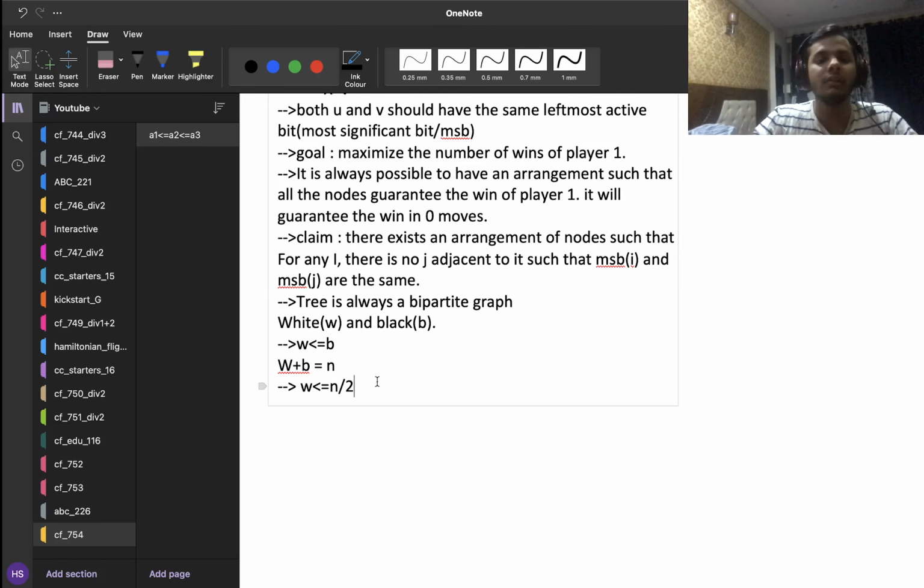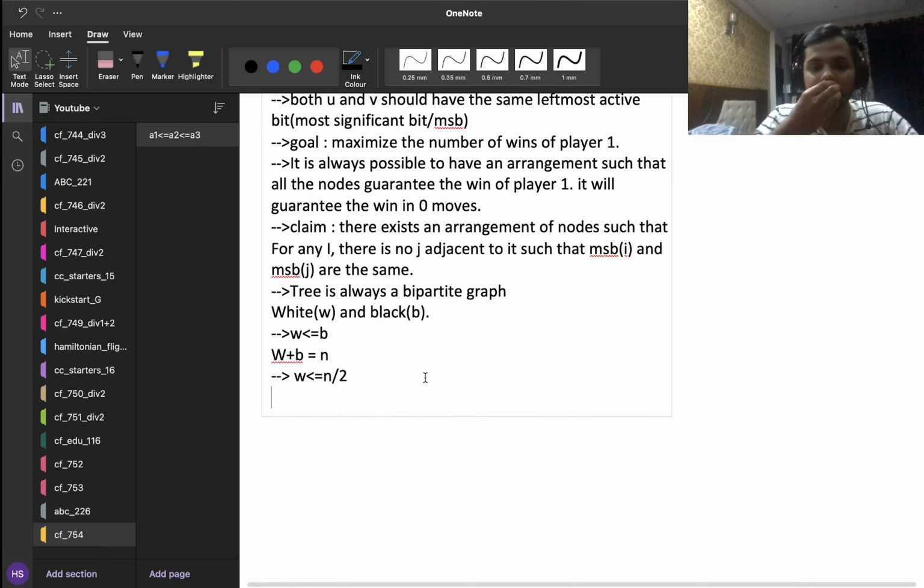So W is less than or equal to N by 2. That I very well know. Okay, so I have established this. Now let's look at the structure of the tree a little bit and also the nodes. So the nodes which I have are all the way from 1 to N, right?